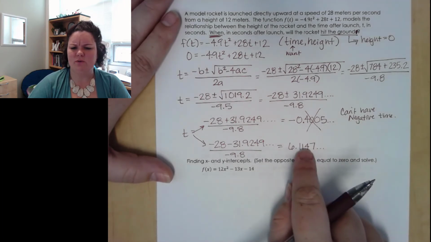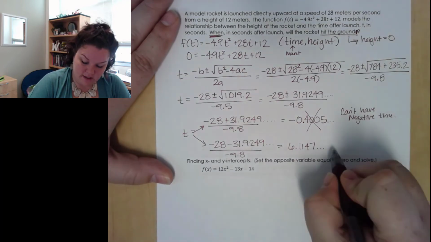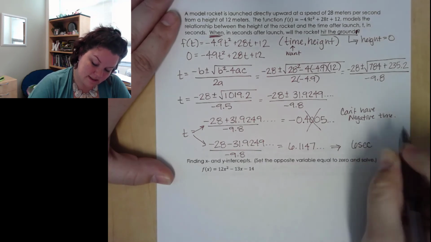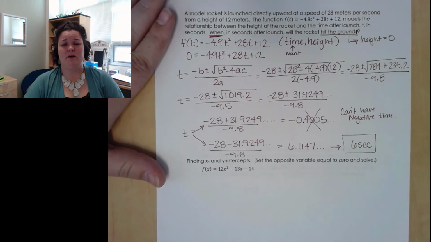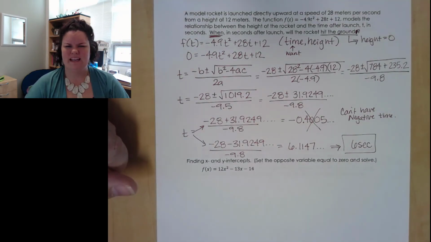And I'm not sure how Newton rounds these. I would say it probably says round to the nearest second or round to the nearest tenth. I'm going to go ahead and just round it to the nearest second. So I'm going to say it's going to take about 6 seconds for this rocket to have gone up and come back down and hit the ground. Okay? Does that kind of make sense?